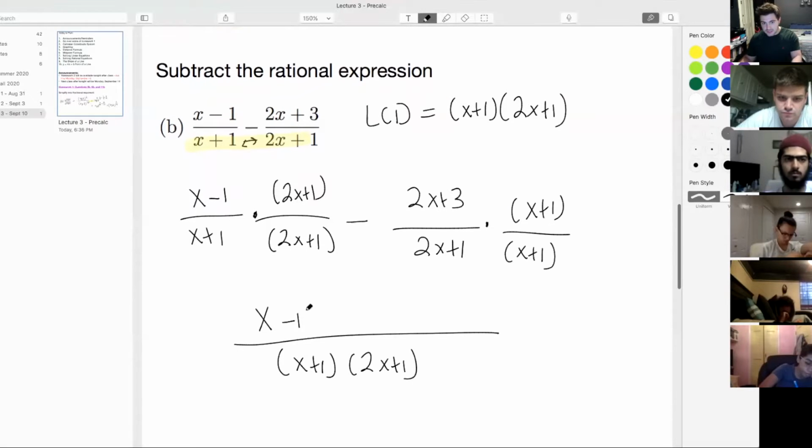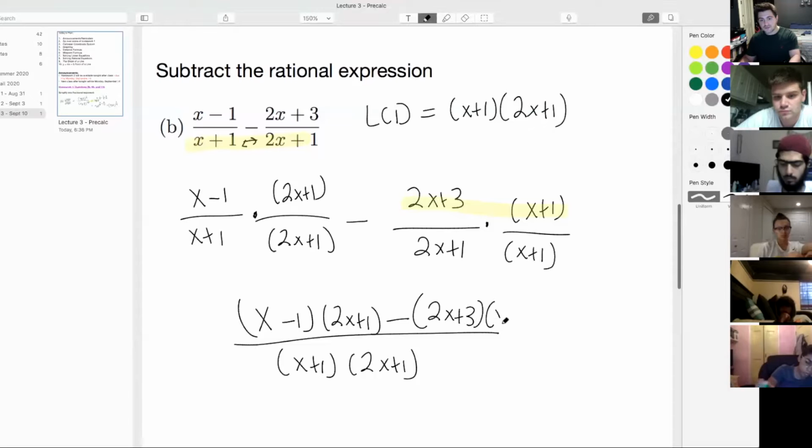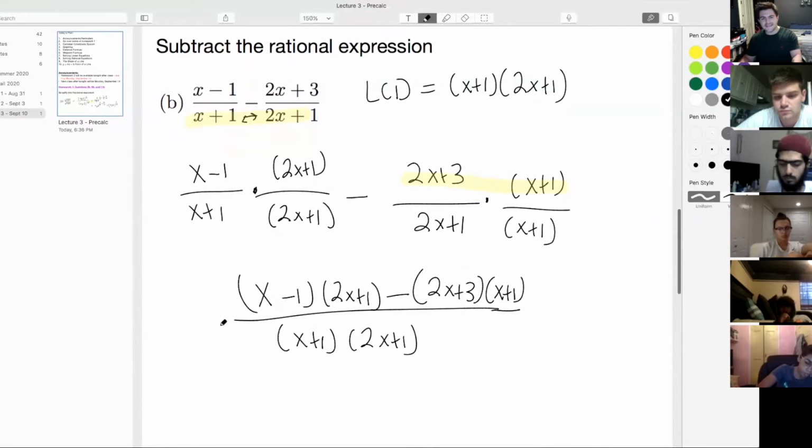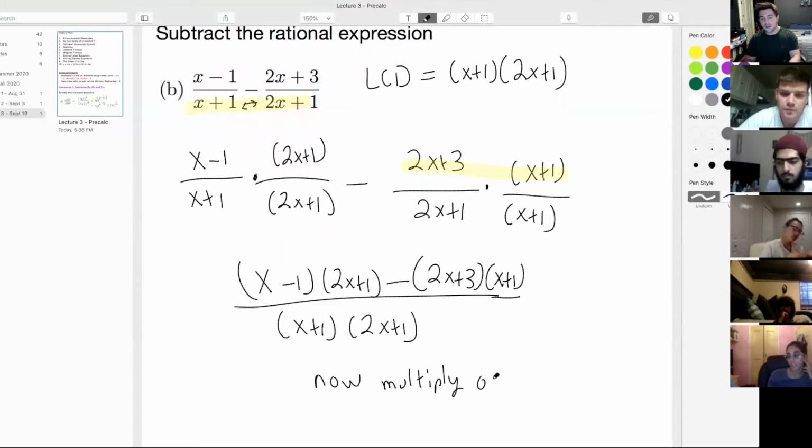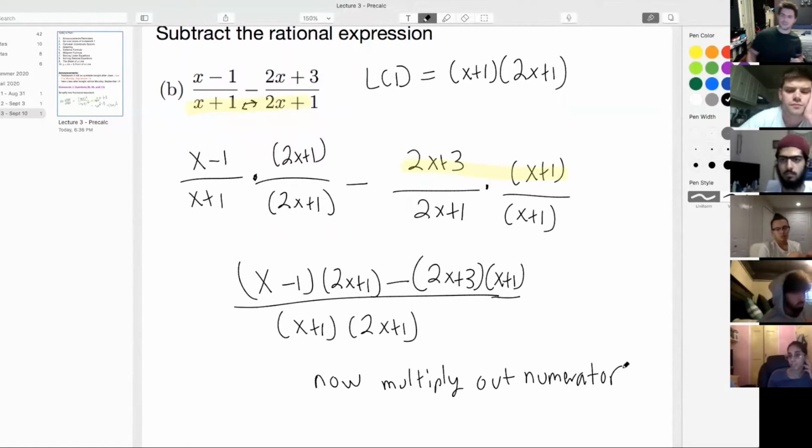You can just do x minus 1 times 2x plus 1 minus, and then just write this factor here. Okay, minus 2x plus 3 times x plus 1. Okay, and then the next step, if you would like, would be to just multiply the polynomials in the numerator. Okay, so the next step would just be now multiply out the numerator. All right, so that would be that question.